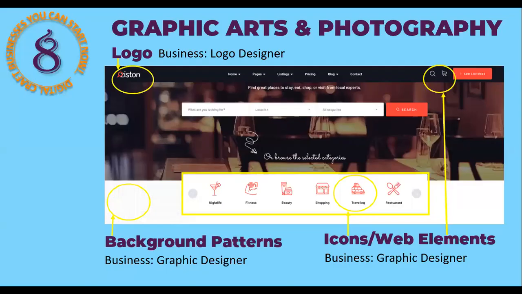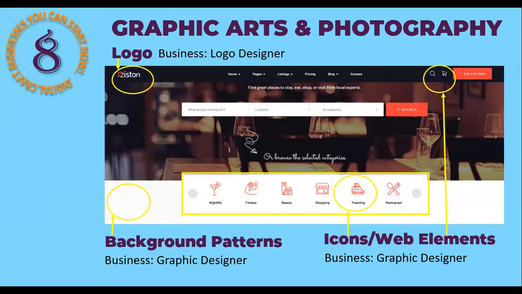So now let's look at graphic arts and photography. This is the header of a template. And I just want to show you, beside the obvious things that we're accustomed to thinking about, such as the menu at the top, there are these elements that are in effect. In the upper left-hand corner, we have the logo. Now, this is a very simple logo, but nonetheless, it's a logo, and someone had to create that.